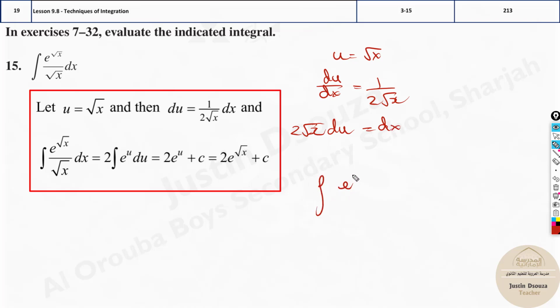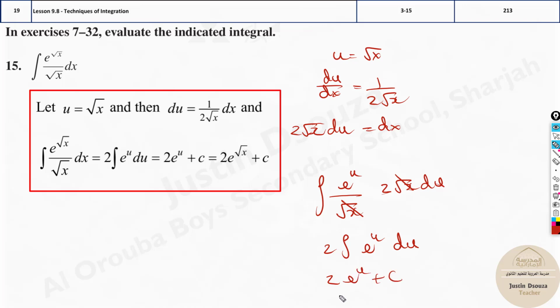It'll be integral e to the power u, because root x is u. If you take this as u, then over here root x must be considered as u. So wherever e is there, just take it as u. For this now, leave it like that, because we're substituting what dx is, right? It is 2 root x du, and this cancels off. You have 2 e to the power u du. What is the integral? It's 2 e to the power u plus c. Now instead of e to the power u, put the value of u, that was root x, plus c. So that's the answer. So that's the last problem.